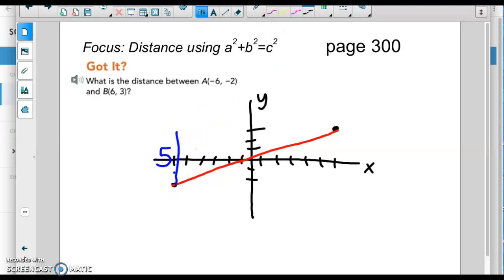And then I'm going to switch to another color. I'm going to go here from -6 to +6. Well, that's kind of an easy one. I'm going 6 spaces to 0 and then 6 spaces to 6. So this right here is a 12.